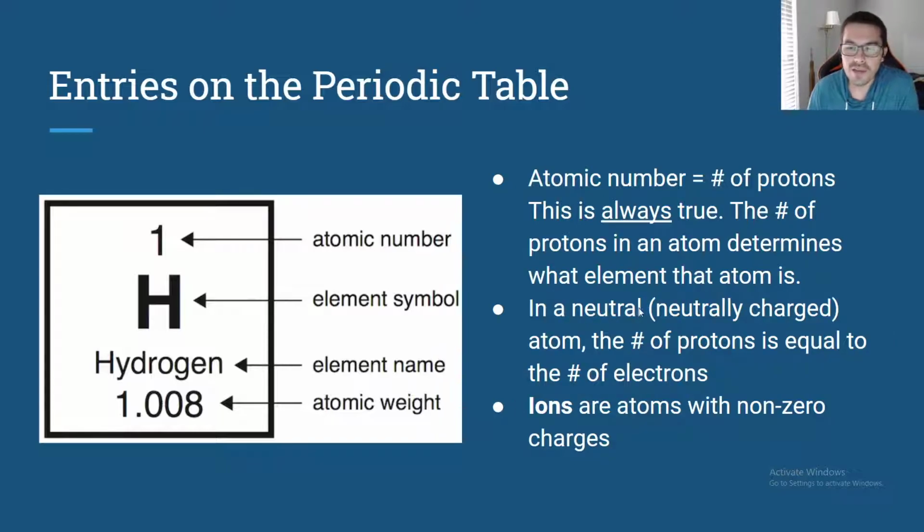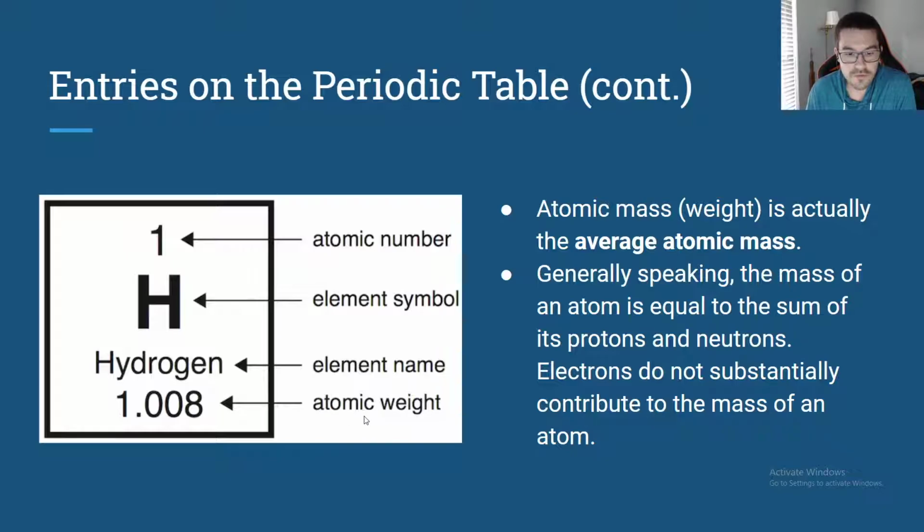If an atom is not neutrally charged, then it is called an ion, okay? And we're going to get into this later, not today, but at a later date when we start talking about ionic bonding, for example. But just so you know, if you see this term referred to, ions are atoms with a non-zero charge, meaning there's either more protons than electrons or more electrons than protons. Okay?